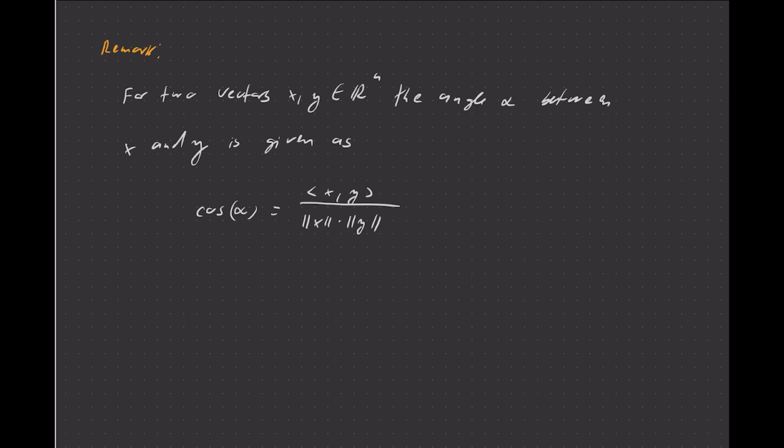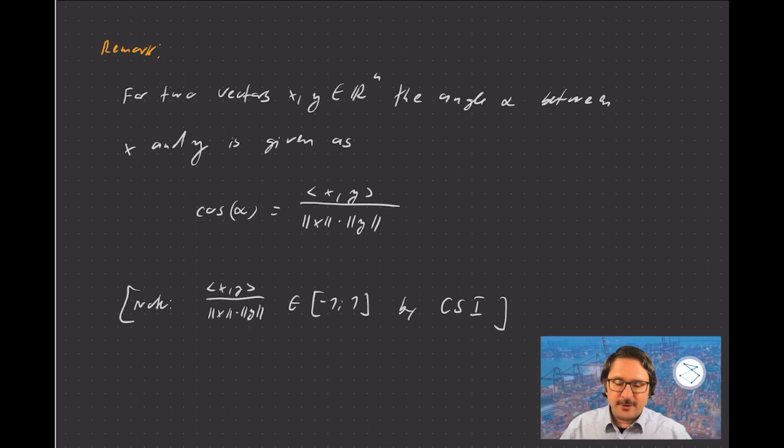And note that this expression here, this scalar product divided by the norms, is actually in the interval from -1 to 1, as it should of course be. If that's a cosine, it needs to be between -1 and 1. And we can be sure that this is between -1 and 1 by the Cauchy-Schwarz inequality. So that's one of the places where Cauchy-Schwarz plays an important role. So this is the formula for computing the angle between two vectors based on orthogonal projections.